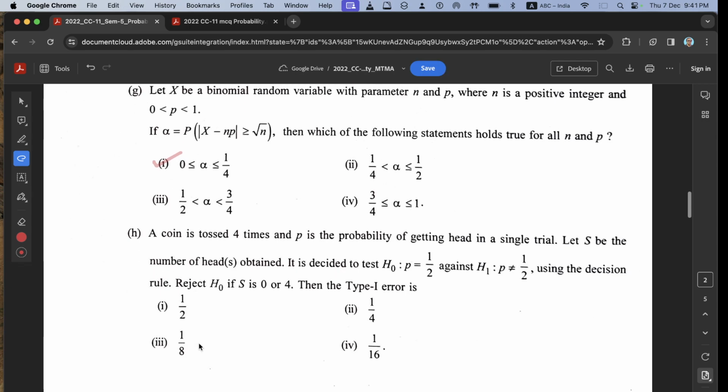Question 8. A coin is tossed 4 times and P is the probability of getting head in a single trial. Let S be the number of heads obtained. It is decided to test H0 such that P equal to half against H1 such that P not equal to half using the decision rule: reject H0 if S is 0 or 4. Then the type 1 error is what?